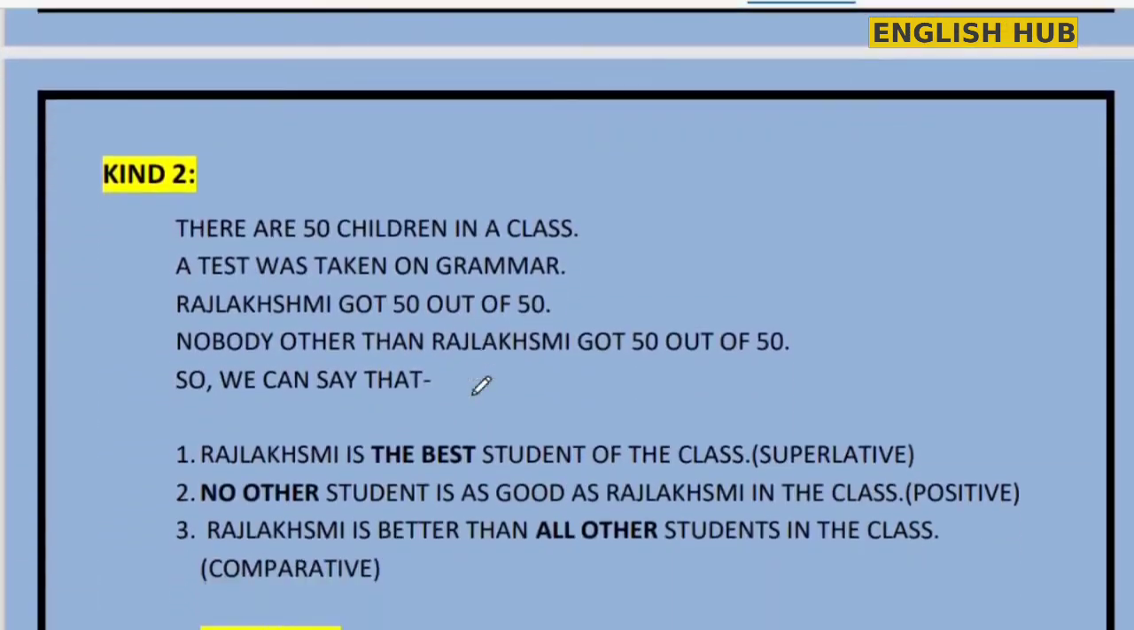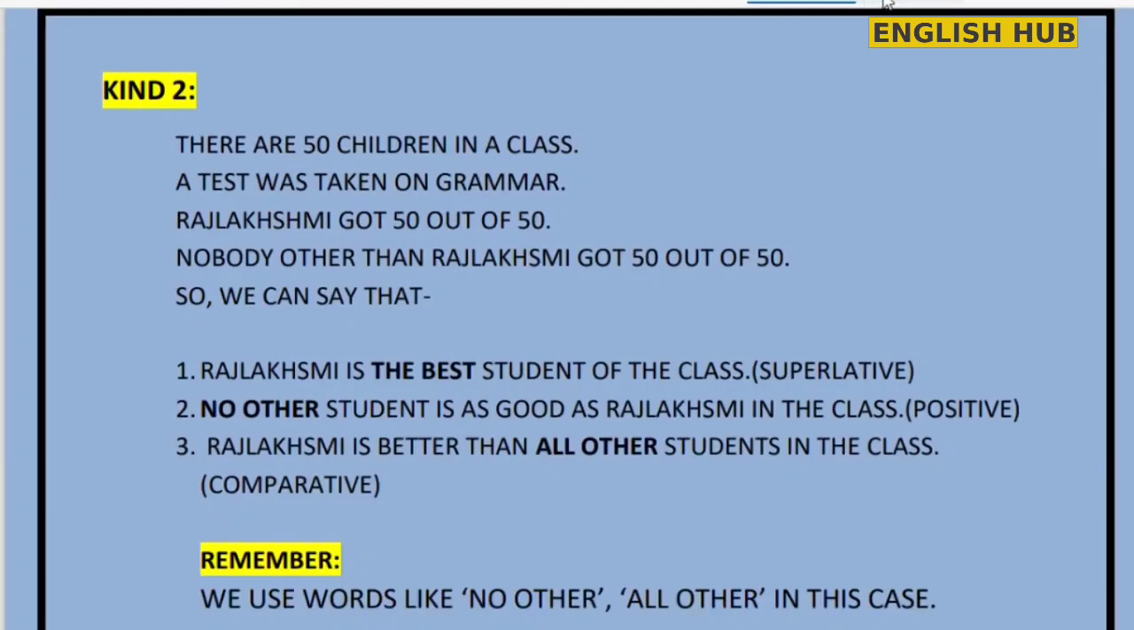Next we move to kind 2. Now we will read something like a mathematics problem. See, we are told that there are 50 children in a class. Now, a teacher takes a test on grammar. A test was taken on grammar. Now, Raj Lakshmi, one child, got 50 out of 50. There is a child in the class called Raj Lakshmi. She has got 50 out of 50.